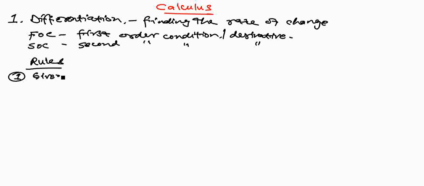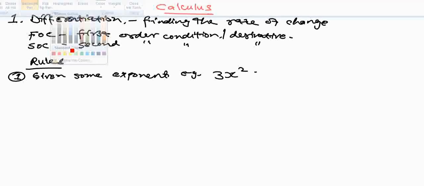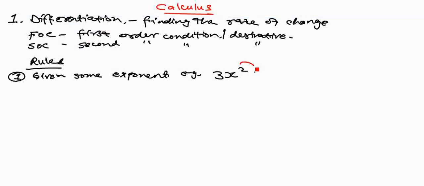So given some exponent, maybe 3x squared, what should you do with it? You take this power and multiply it from behind that number, and then again take that power and subtract 1 from it.